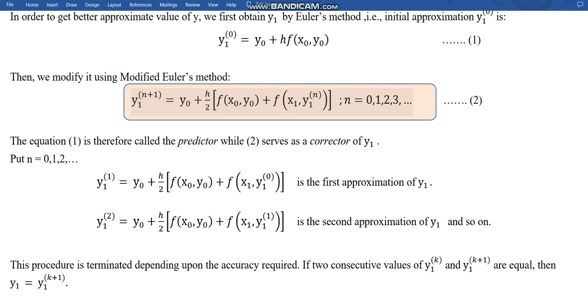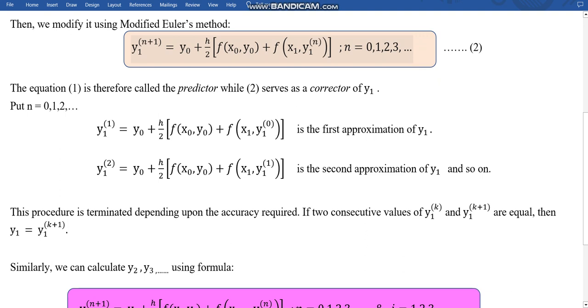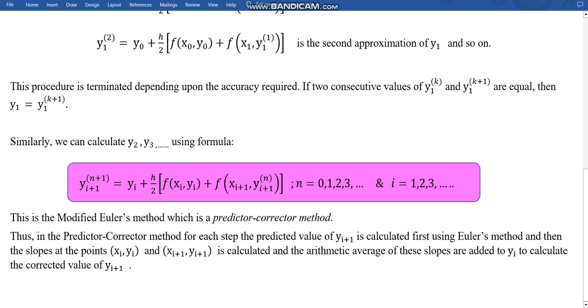So we correct the initial approximations until and unless two consecutive values are equal. So we stop at that point, and this procedure is repeated unless the accuracy is achieved. Similarly, we can calculate the y2, y3 using the general formula. And in the predictor corrector method, for each step, the predicted value of yi plus 1 is calculated first using the Euler's method, and then the slopes at the points are calculated and their arithmetic average are added to yi to calculate the corrected value of yi plus 1.